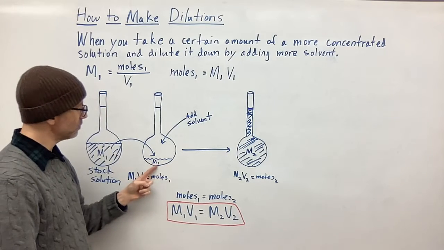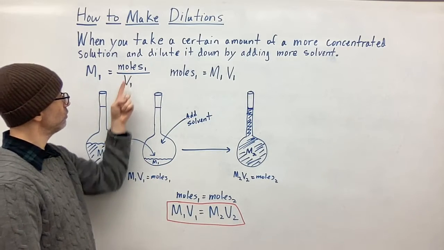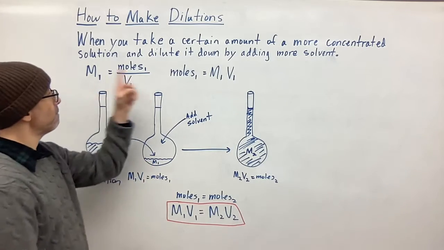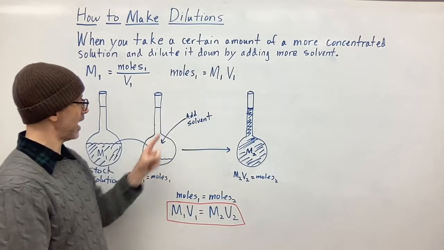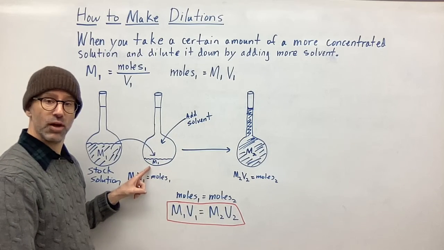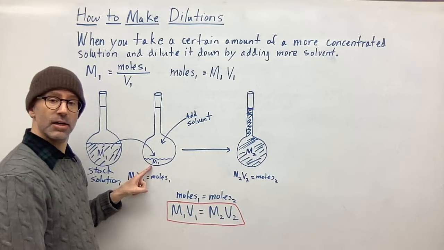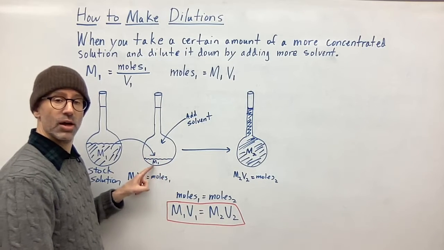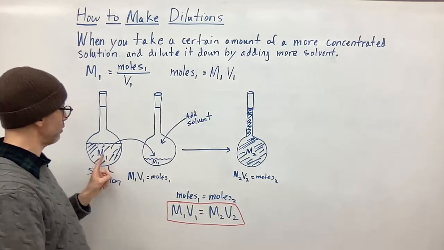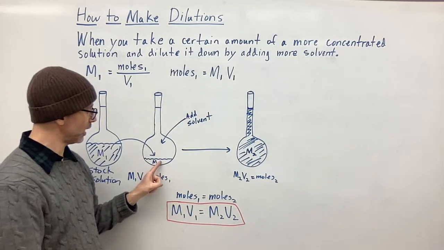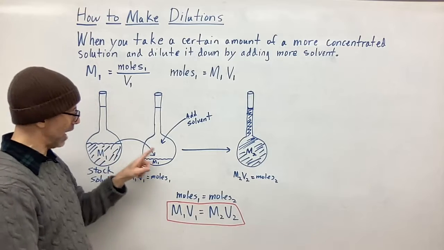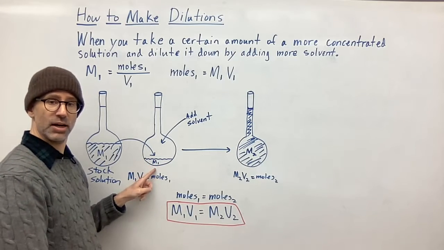So this molarity is moles divided by volume, and the V1 here is whatever I have here. If I multiply the molarity by the volume, that gives me a certain number of moles of my solute that's in here. So the molarity of my original solution multiplied by the volume that I took out is the number of moles that I took out of my stock solution.